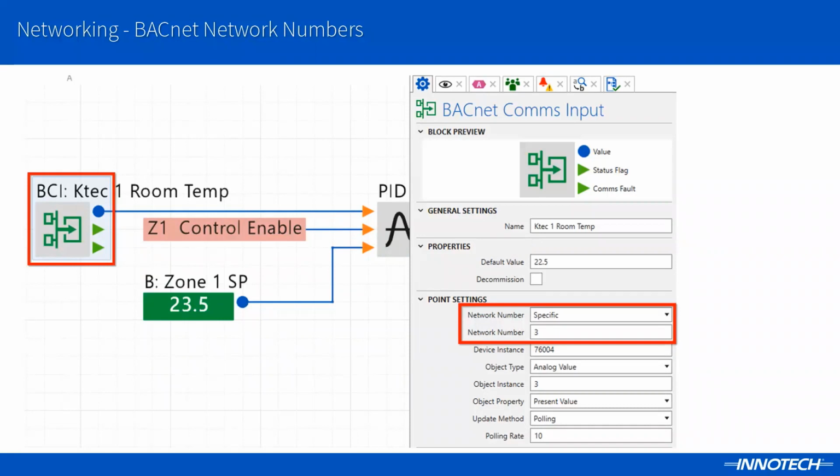This also can be used for the BACnet comms output block to target a specific device and object on a specific network number.